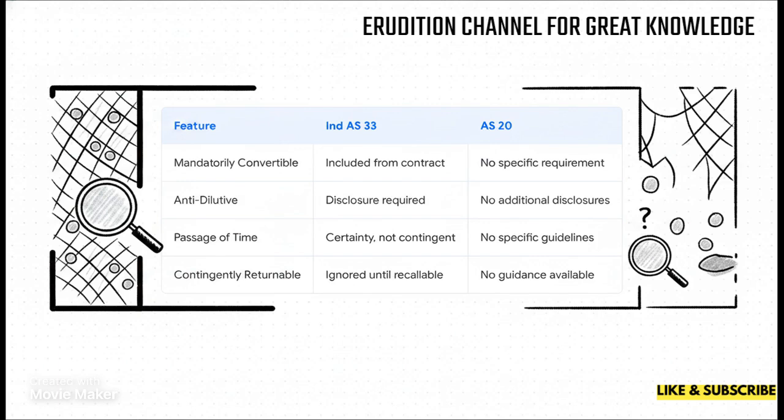But IND AS 33 totally tightens the net. It demands explicit clarity. For instance, ordinary shares to be issued upon conversion of a mandatorily convertible instrument are included in basic EPS right from the contract date. Potential future dilutive instruments, you've got to disclose them even if they're anti-dilutive for the periods presented. And ordinary shares issuable solely after the passage of time, IND AS 33 says time is a certainty, so they are not treated as contingently issuable. Plus, contingently returnable shares are simply ignored in basic EPS until they can't be recalled anymore. It leaves literally no stone unturned.